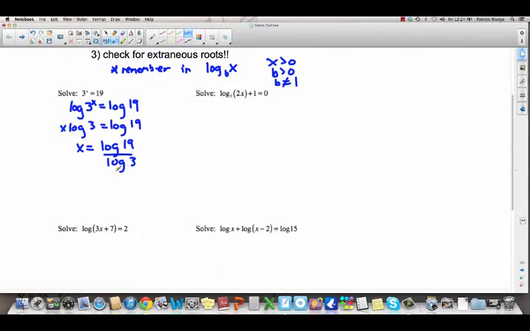And then you're either done if they just ask you to solve it in terms of logs, or you could go to your calculator. I'm not going to grab my calculator here. I'm just going to write down the answers. When I get the common logarithm of 19 on my calculator, I get 1.27875, and it goes on and on. And when I get log 3, I get 0.47712. And when I divide those two things, I get 2.68.